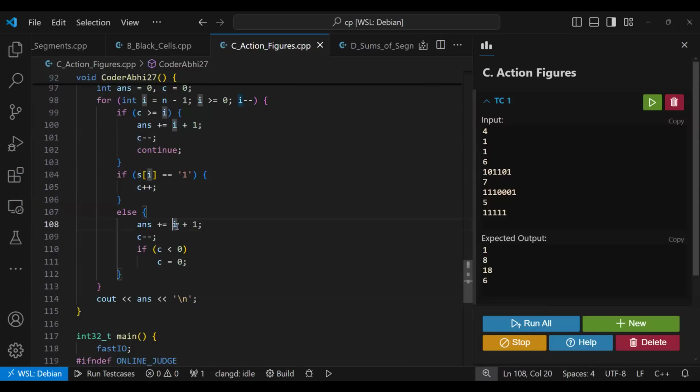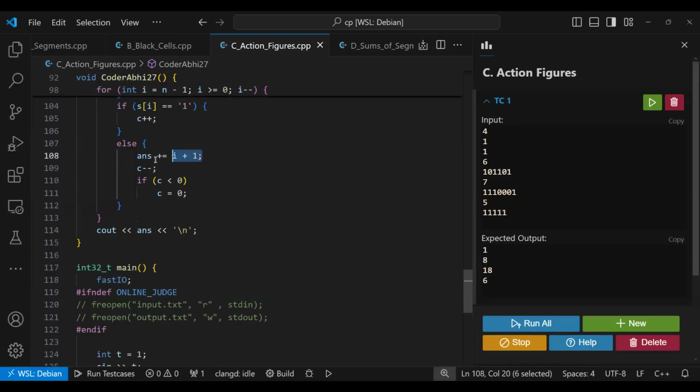So I have taken 0 based indexing, so the cost is I plus 1 instead of I. So I add I plus 1 to my answer and do C minus minus. If C becomes less than 0, I do C equal to 0.